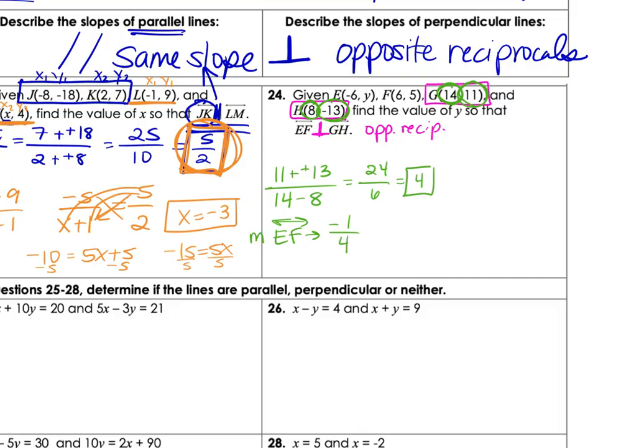Did you get negative 1/4? All right, opposite reciprocal. Flip it over. So treat this like 4 over 1. Flip it over, change the sign. So here's what I want my slope to be. Here's the numbers I have to work with.